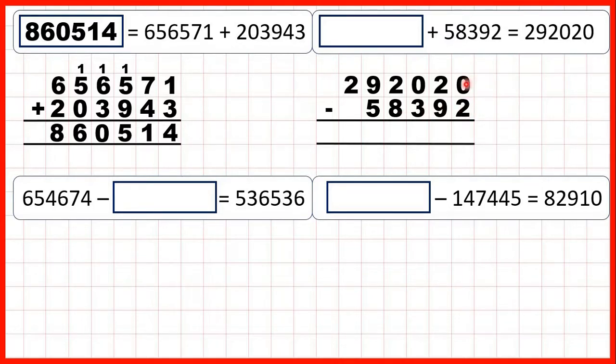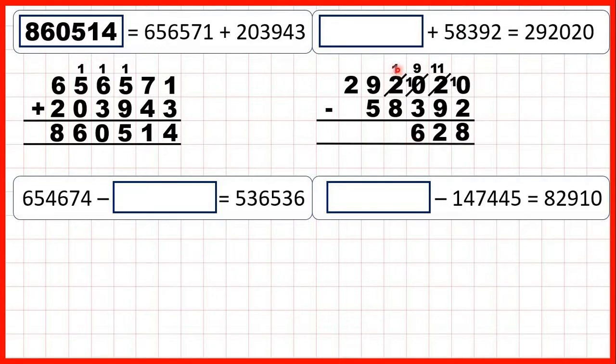2 is larger than 0, so we need to go to the left, 1 less, 1 in front, and 10 minus 2 is 8. Now we have 1 minus 9, so we need to exchange. But when we go to the left, we have a 0, so we need to go to the left again, 1 less, 1 in front, and then 1 less than 10 is 9, and that means we can put 1 in front of our tens digit. So we have 11 minus 9, which is 2. 9 minus 3 is 6.